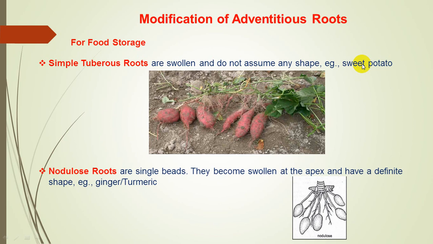These are single bead roots, and how they are formed, they swell up at the end. Example is ginger and turmeric. They have definite shape. You can see in the image.